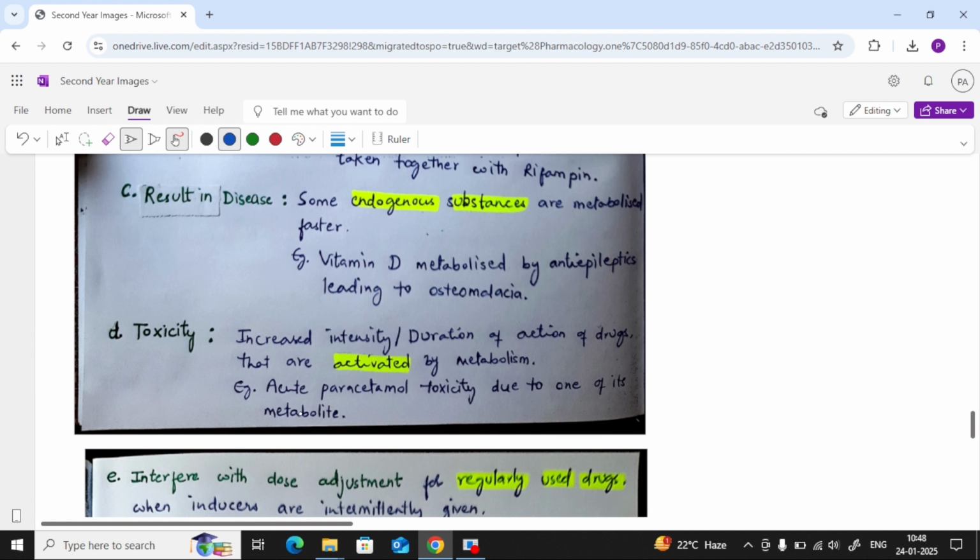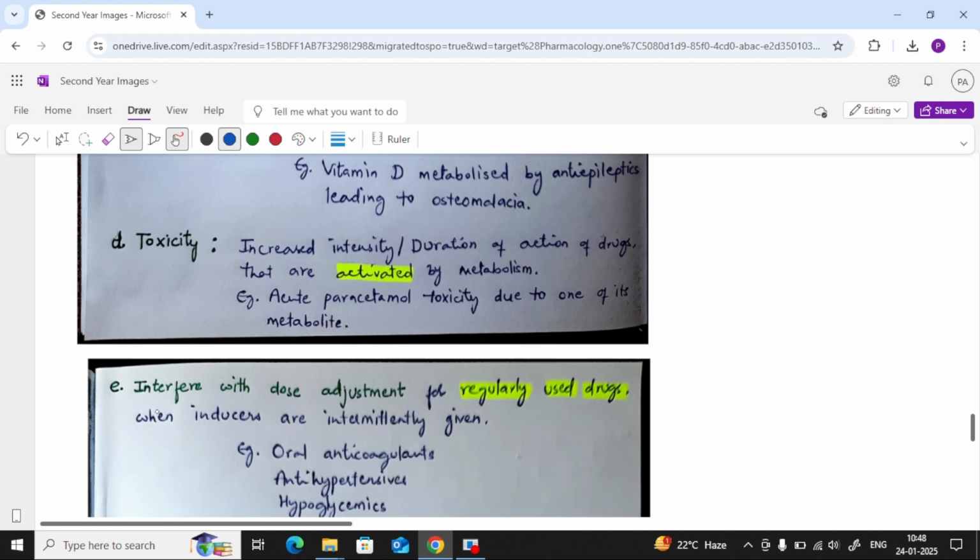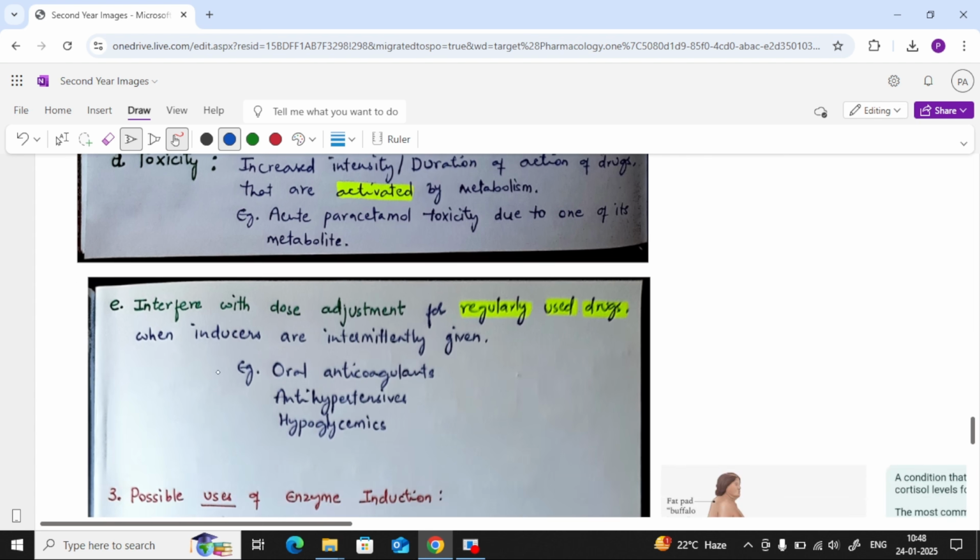Okay, when the drug is converted to its metabolite, and that metabolite is toxic, that can lead to toxicity. Now imagine you are, on a daily basis, taking some drugs to control your BP, to control your sugar, and some anticoagulants. On a daily basis you are taking them, and suddenly you start taking enzyme inducers. Then what happens? The daily dosage, whatever you are taking of these drugs, will be interfered with.